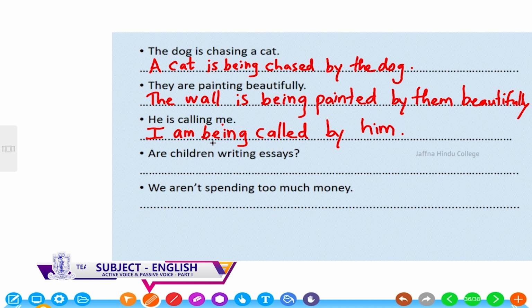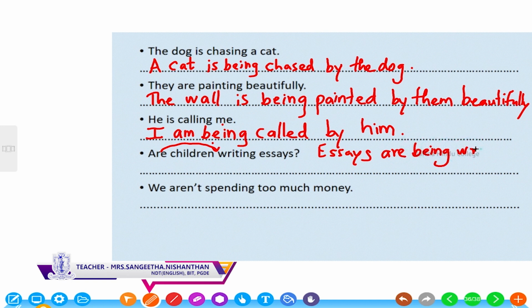Next one is a yes or no question. Are children writing essays? So, change it as statement word order. Children are writing essays. It is the statement. So, what are they writing? Essays. Plural and present continuous. Essays are being. The past participle of write is written, by children. They are the doers.